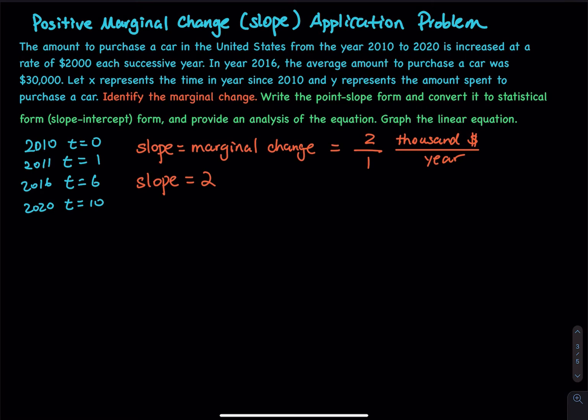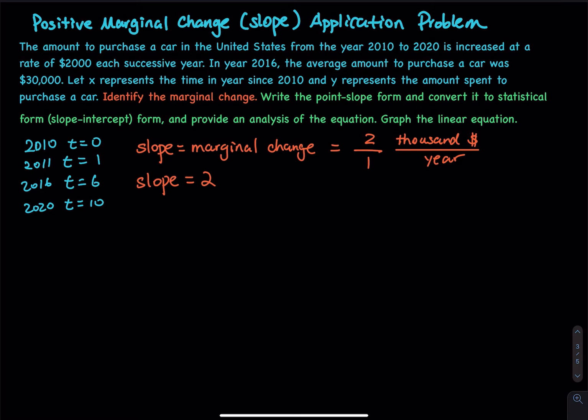Let x represent the time in years since 2010 and y represent the amount spent to purchase a car. I want you to identify the marginal change, write the point-slope form, and convert it to slope-intercept form, and provide an analysis of the equation, and graph the linear equation as well.